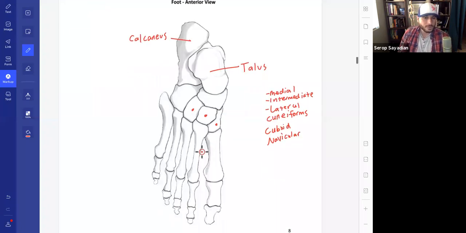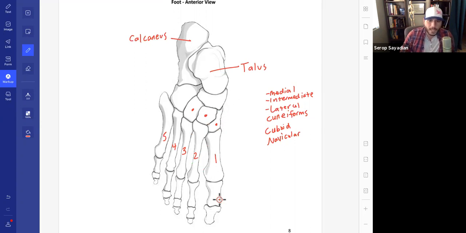And then the rest of the foot will be just like the hand actually. Okay, instead of metacarpals, it's going to be metatarsals, and we always name it from the big toe side. So this is 1, 2, 3, 4, 5. Okay. So if I asked you, hey, what is this guy right here? You would say second metatarsal.